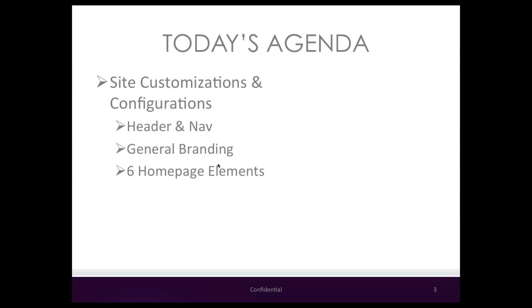So we're going to go through a few things, all about site customizations and configurations to better reflect your brand and the experience that you want to deliver. We're going to start by talking about the header and navigation and some of the options you have there and some of what's new. We're going to talk about some general branding you can do and then talk about the 6 homepage elements and some of the new flexibility associated with that.